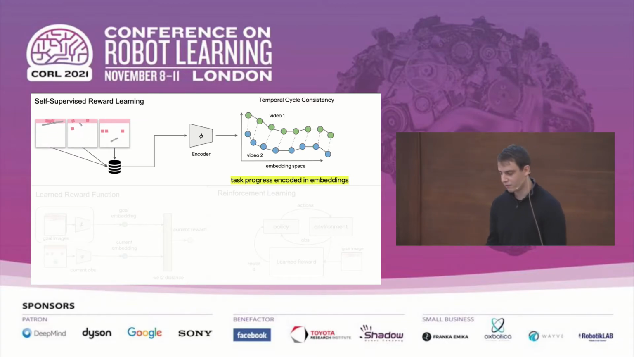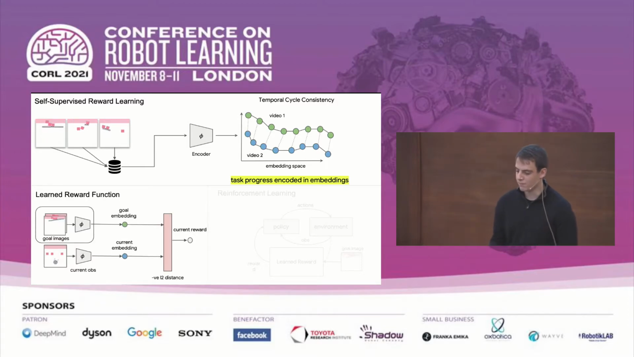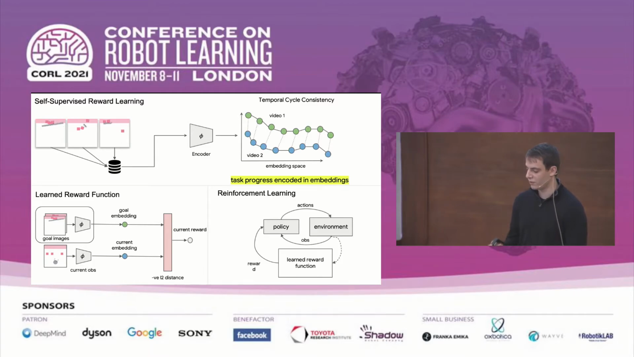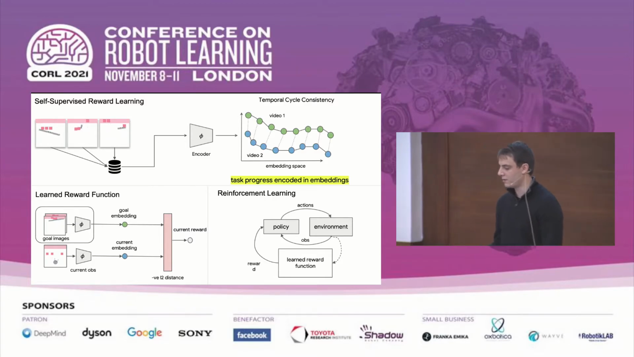The first thing we do is that we self-supervise a reward function. And the way we do that is we learn an encoder using expert demonstrations of different embodiments performing a task. We learn this encoder with a temporal cycle consistency objective, which learns the task progress and encodes it in the embedding, and I'll talk a bit about that later. Once we learn this encoder, we can use it to define a reward function. And the way we do that is that we take the embedding of the current observation and we measure its distance in the embedding space to the mean goal embedding. And then once we have this learned reward function, we can plug it into a reinforcement learning algorithm like SAC and learn the behavior on the learning agent.